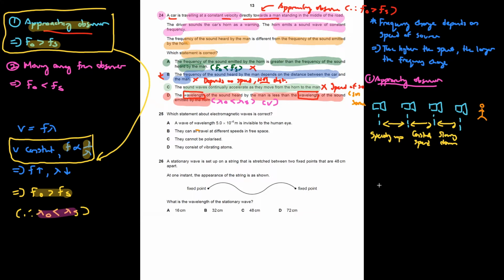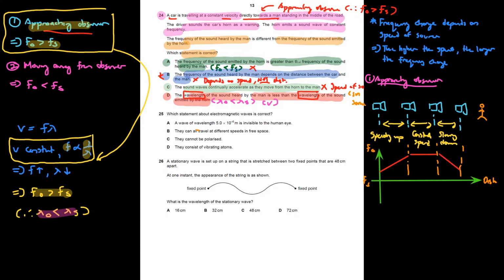If I try to plot a graph of frequency observed versus distance, let's just say that this one is my observed frequency, f0. This one is my source frequency. Then this one is just my distance. So my graph that I expect to see could probably look something like this, like this, and like this. I'll try to draw it out nicely.